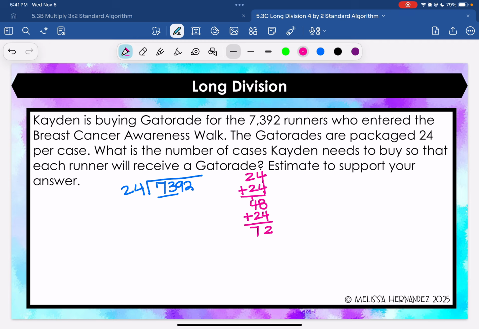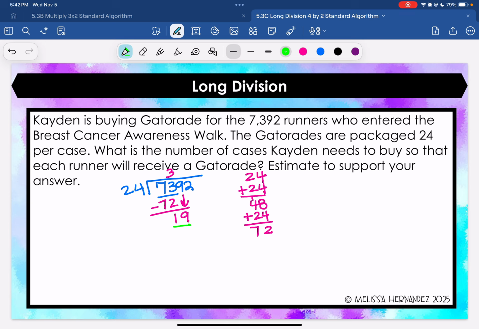So right now, 3 groups of 24 is as close as we can get, and 3 times 24 is 72. You're going to subtract that. 73 minus 72 is 1. You're going to bring down the 9. Your new division problem is 19 divided by 24.